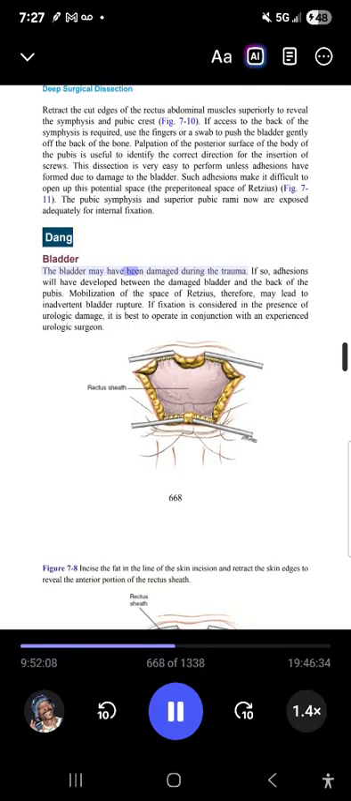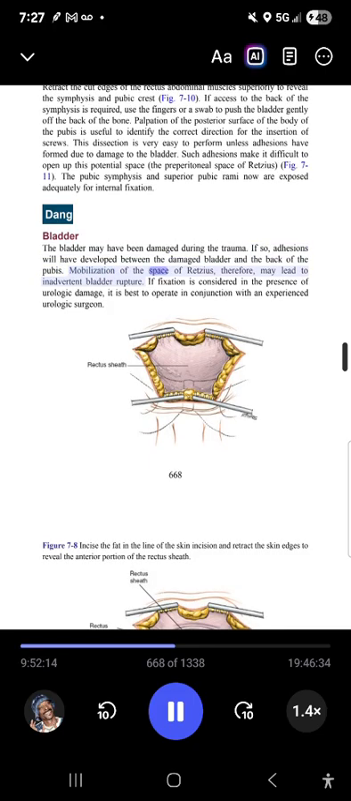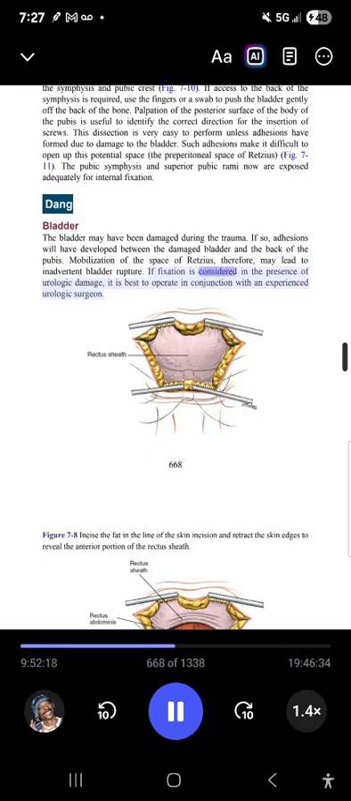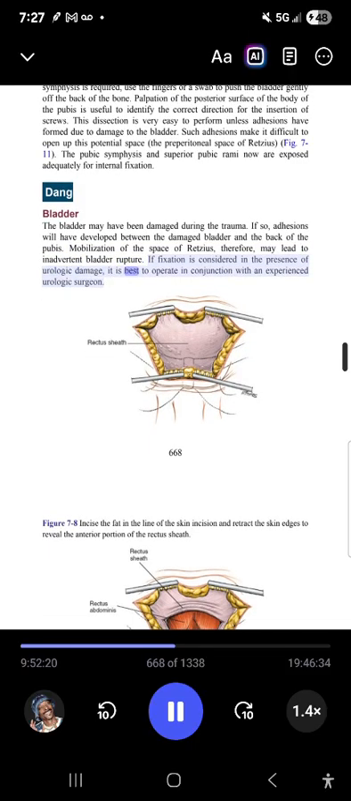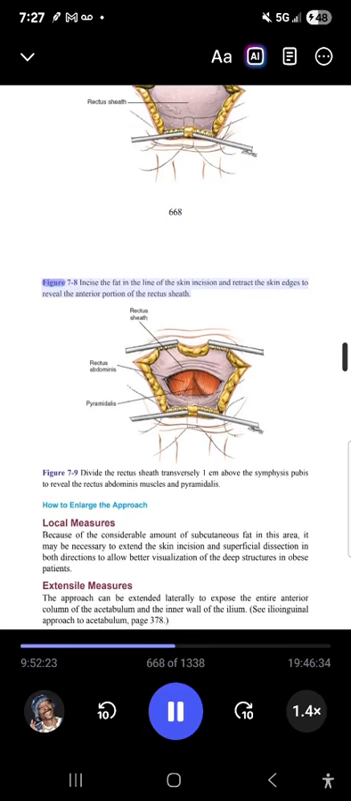Bladder. The bladder may have been damaged during the trauma. If so, adhesions will have developed between the damaged bladder and the back of the pubis. Mobilization of the space of Retzius, therefore, may lead to inadvertent bladder rupture. If fixation is considered in the presence of urologic damage, it is best to operate in conjunction with an experienced urologic surgeon.